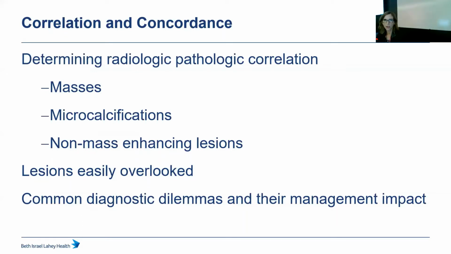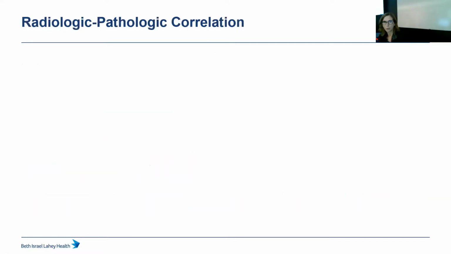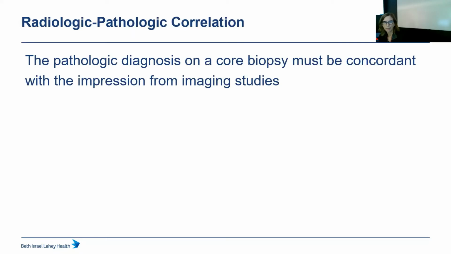So just a few words on clinical correlation and concordance. Determining radiologic-pathologic correlation is key. We need to know going into review of the biopsy whether we're dealing with a mass, calcifications, or a non-mass enhancing lesion. It's also important to be mindful of lesions that are easily overlooked pathologically, and to be aware of common diagnostic dilemmas and their management impact. And again, I talked more about that this morning.